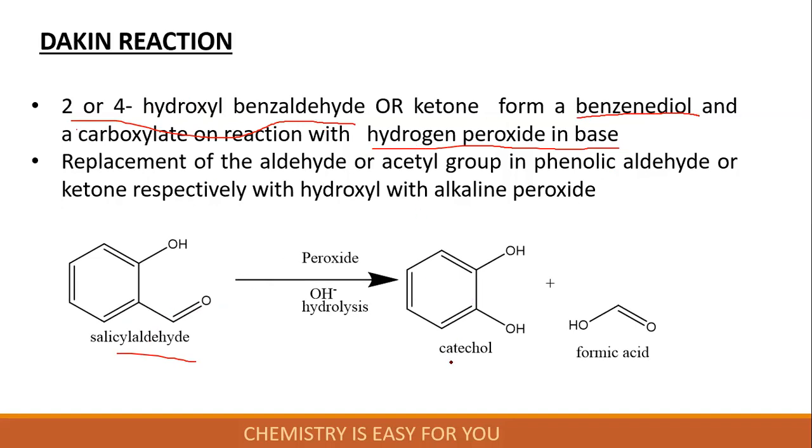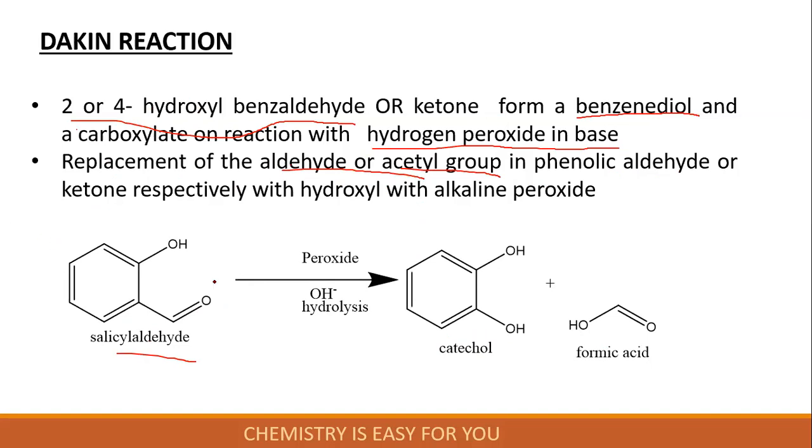So hydroxybenzaldehyde has formed benzenediol, or catechol, here and formic acid. What actually happens is that the aldehyde group in the phenolic aldehyde, or the acetyl group in the phenolic ketone, will just be replaced with the hydroxyl group. That is the whole reaction.